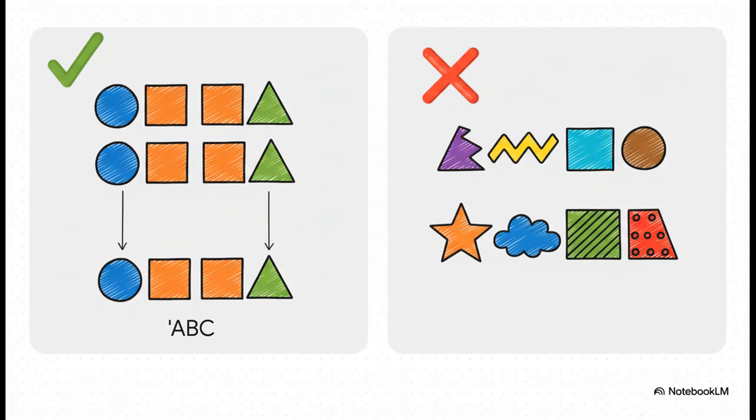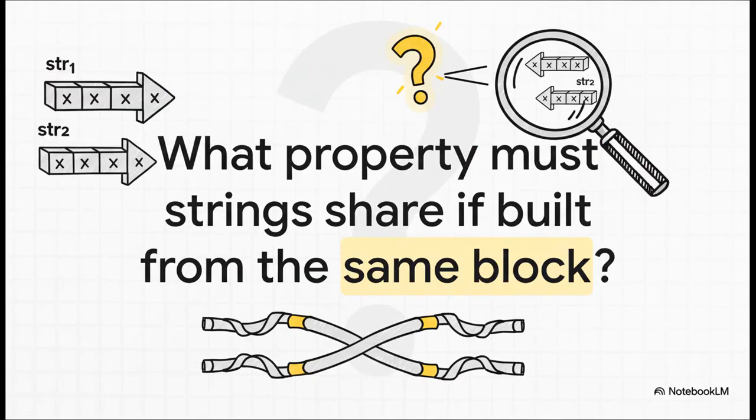Okay, let's see. On the left, with ABC, ABC, and ABC, the answer is ABC. That makes sense. Both strings are just made of ABC blocks. But on the right, Leet and code, they've got nothing in common, so the answer is empty. So it seems like for there to be a common divisor, both strings have to be built from the exact same repeating unit. You got it, Hanto. That is the core observation.